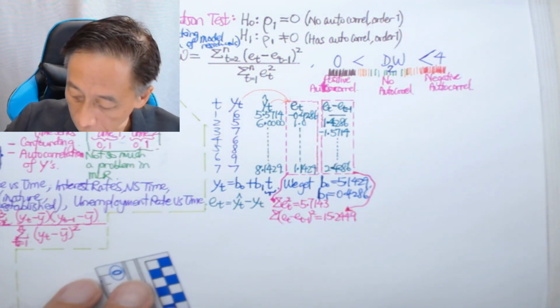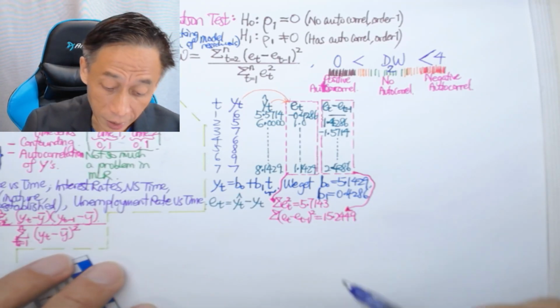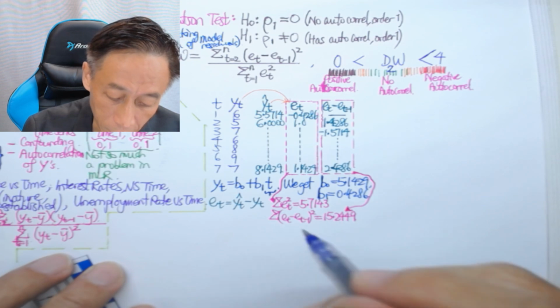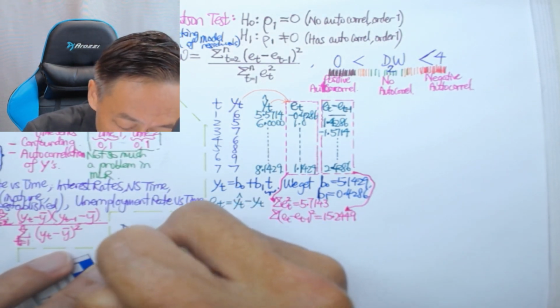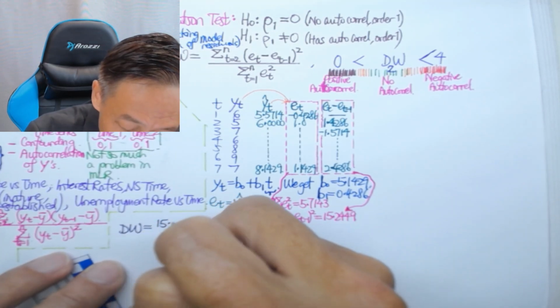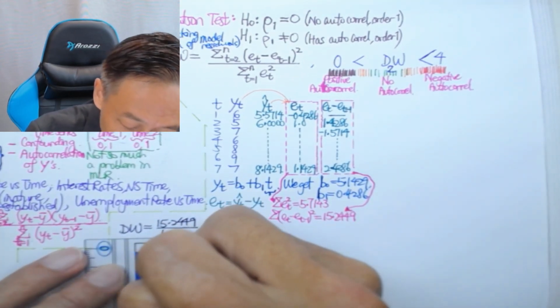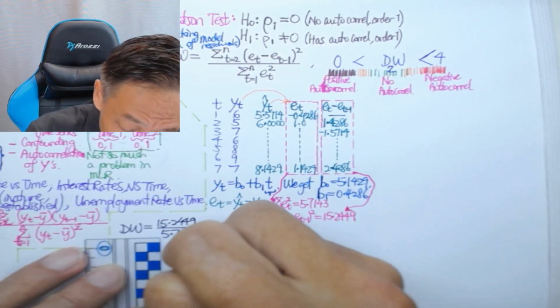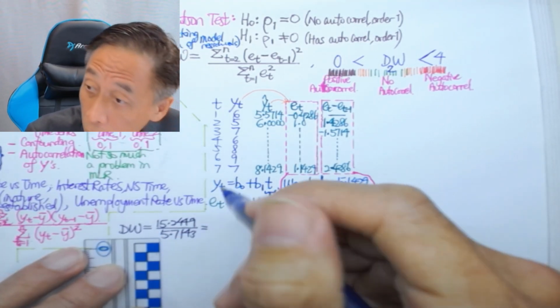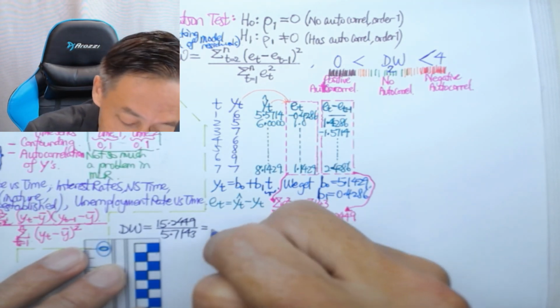And Durbin-Watson is none other than just dividing 15.2449 by 5.7143. So Durbin-Watson is 15.2449 over 5.7143. So we get 2.6679.